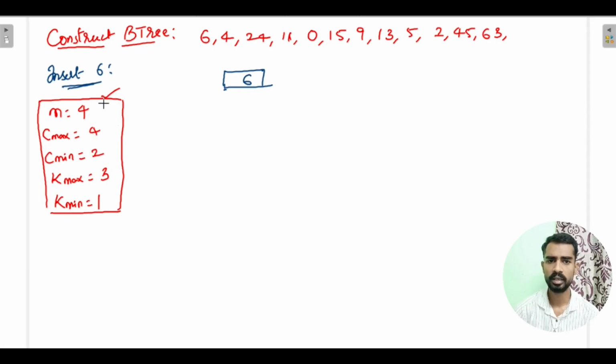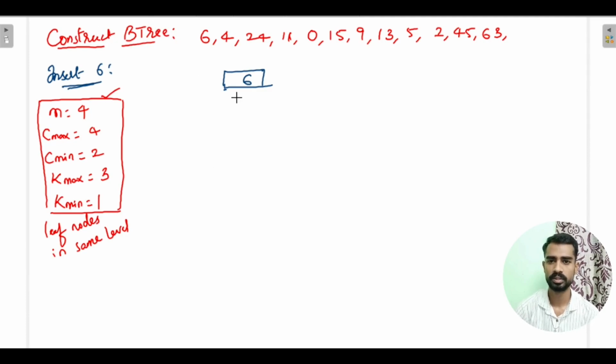And what is the one other important rule? All the leaf nodes must be at the same level. All the leaf nodes must be at the same level. So these are all the properties in total, and we should make sure that all of them are satisfied whenever we perform some operation on a B-tree. So now let us go ahead and solve this problem.